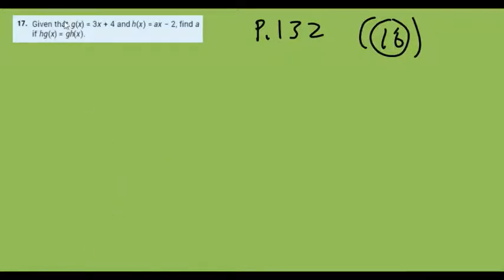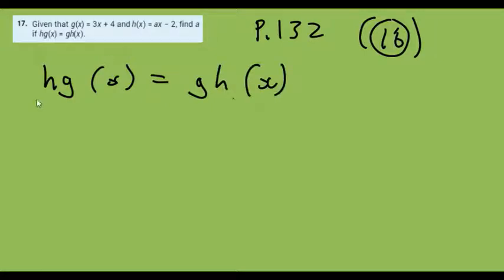Okay, so next this is question 17 on page 132. It's very similar to question 16, which you're going to do by yourself. So g of x is 3x plus 4, h of x is ax minus 2, find a. We're told hg of x equals gh of x. Okay, so all we do is break this down.